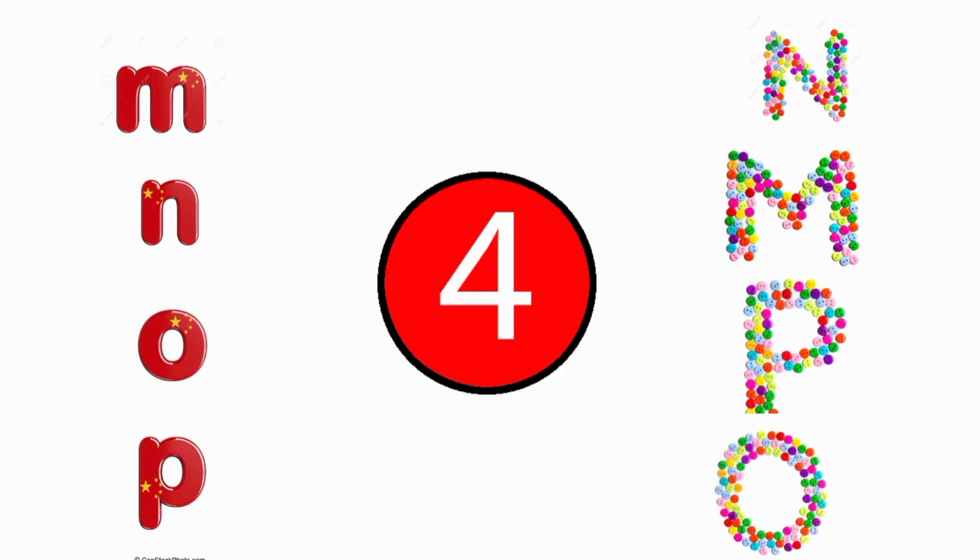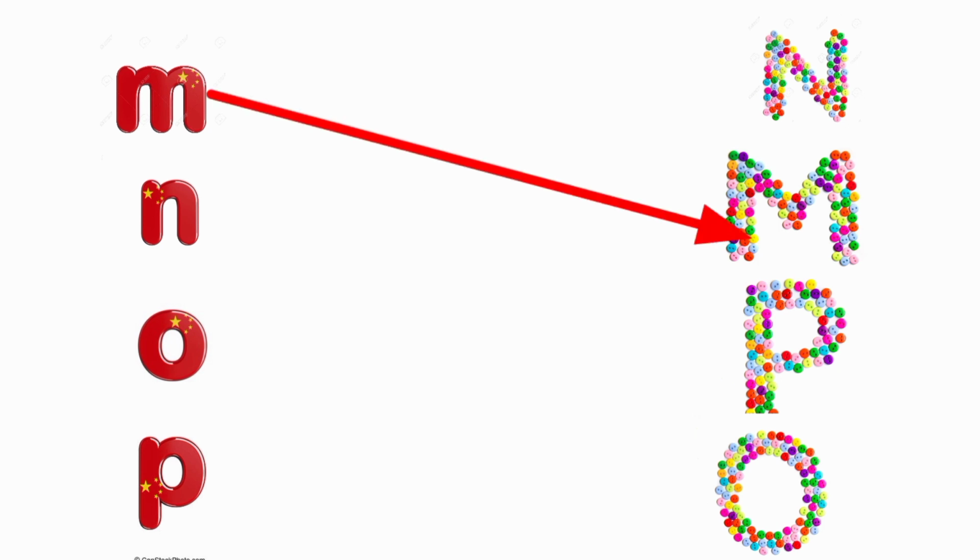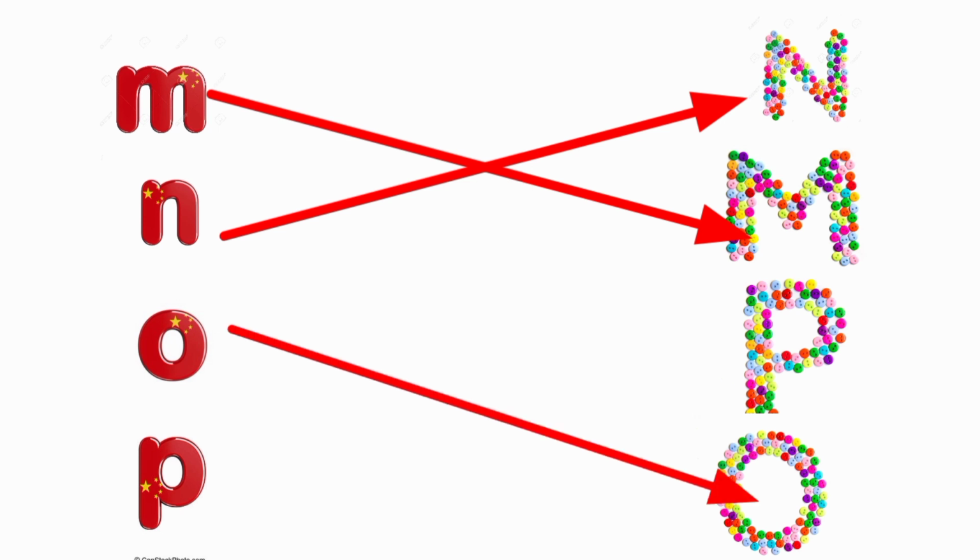Now next letters are M, N, O, P. So we will match here small letter M to P with the capital letter M to P. M. N. O. P. Excellent.